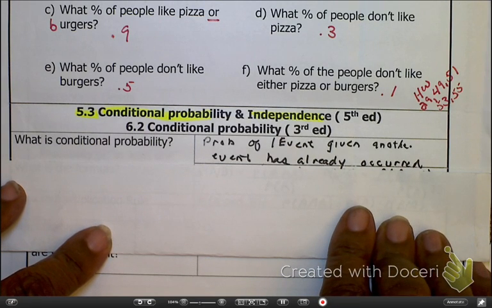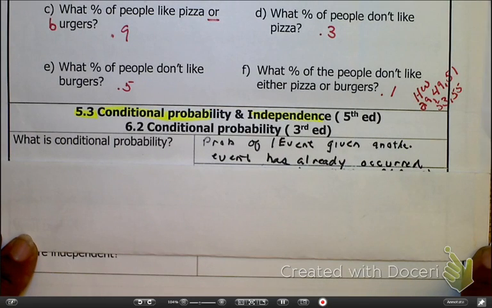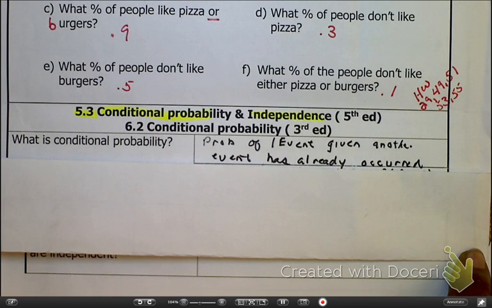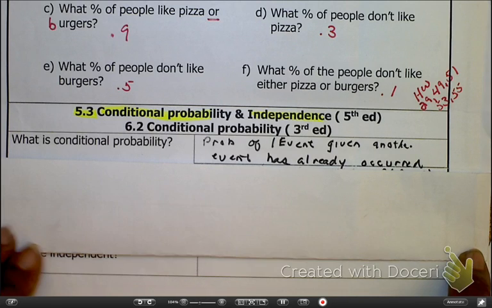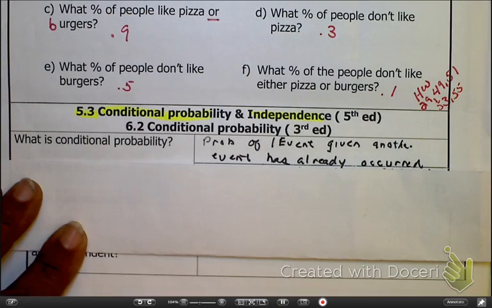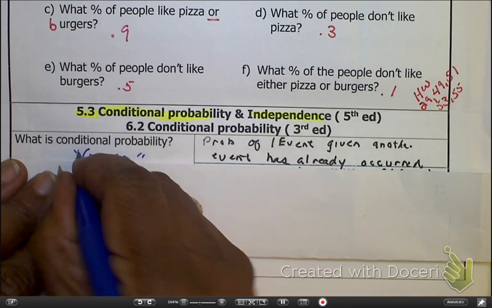Okay, so the bottom line is this: the probability of you going to this college given you got the grade point average. A probability of you going to this college given you got the SAT scores. The probability of you going to prom given you were asked. The probability of you doing well on a test given that you prepared for the test. All of those were conditional probabilities. And if you heard me, I kept saying the word given.